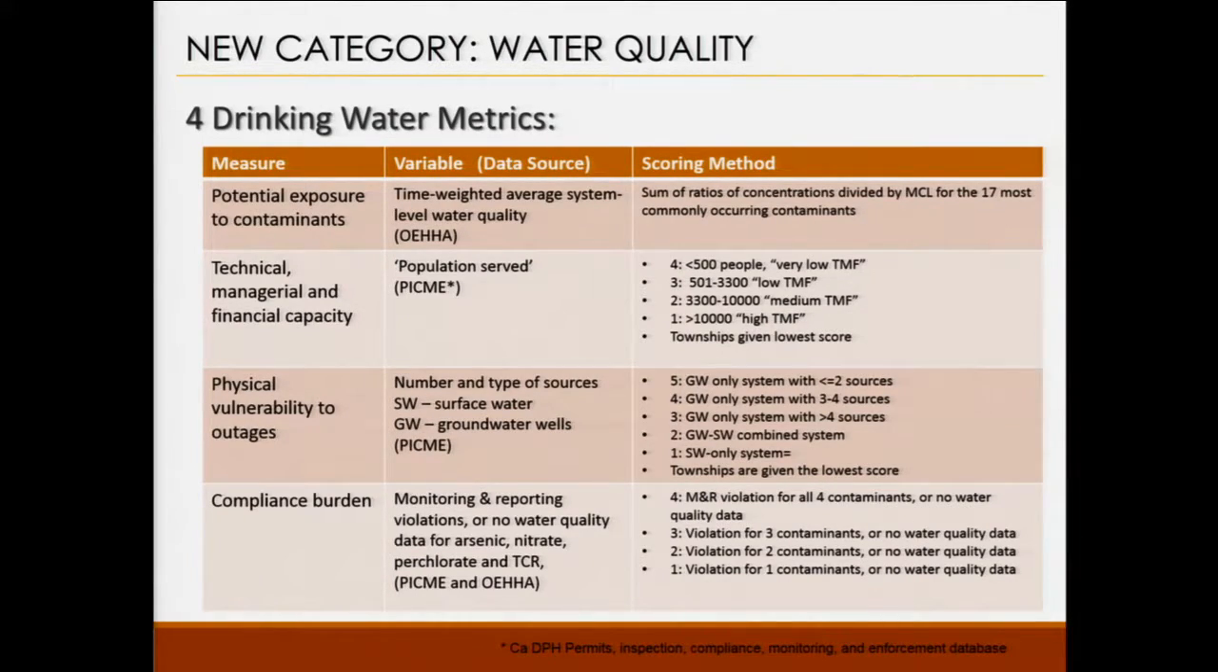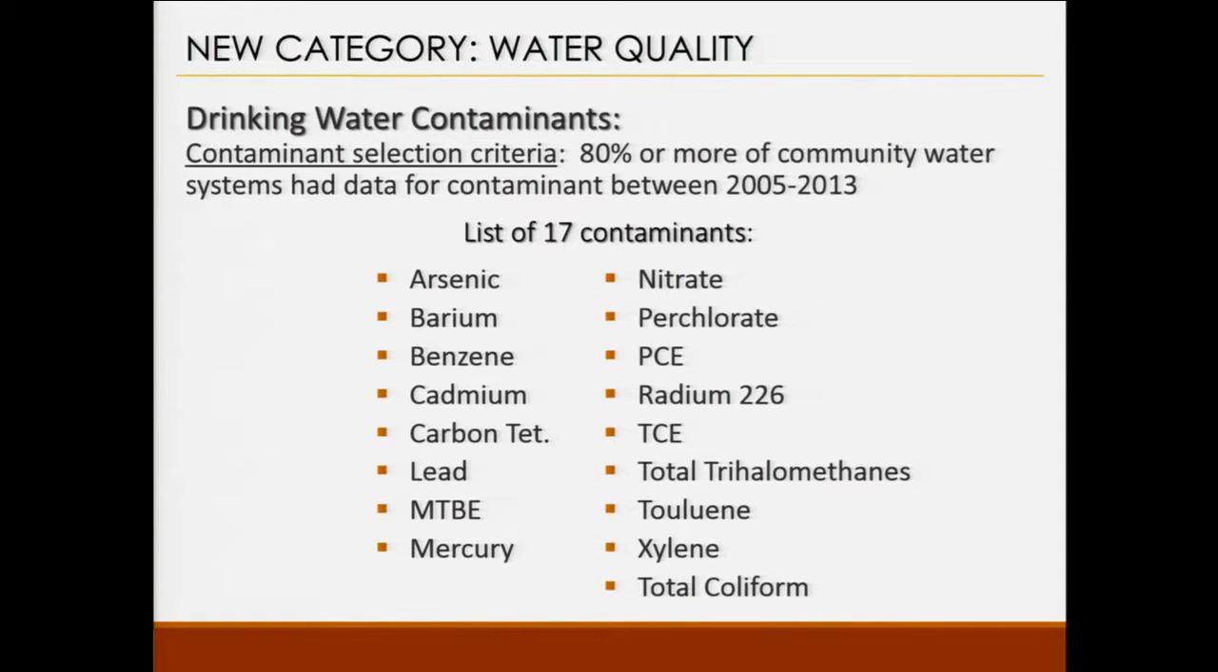And this has to do with the numbers of monitoring and reporting violations that have been reported for water systems, and also those for which we have no water quality data. So this is a listing of the 17 contaminants that are used in the first part of that metric, and the ones that we have data for in 80% or more of the different community water systems statewide.